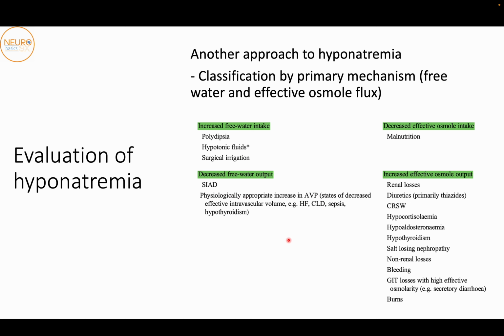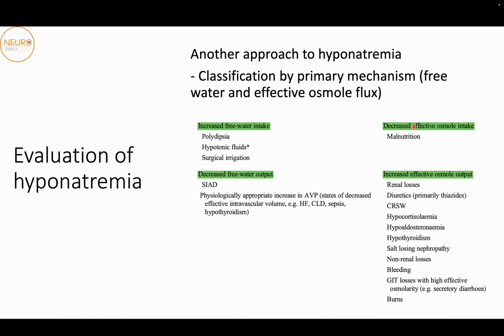Also in some other conditions where the water output has gone into other compartments of the body rather than going out of the kidney itself. So these include heart failure, liver disease, sepsis, hypothyroidism, where the effective intravascular volume has come down even though the patient has a normal body volume.